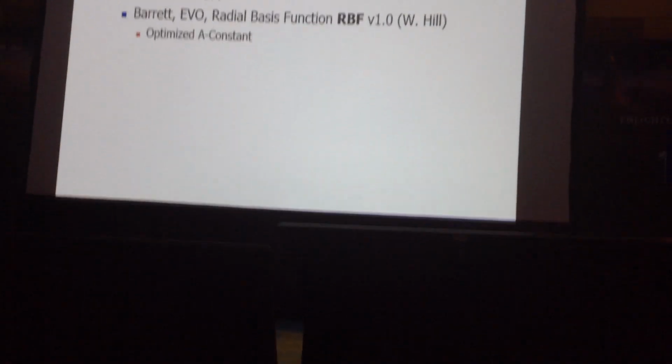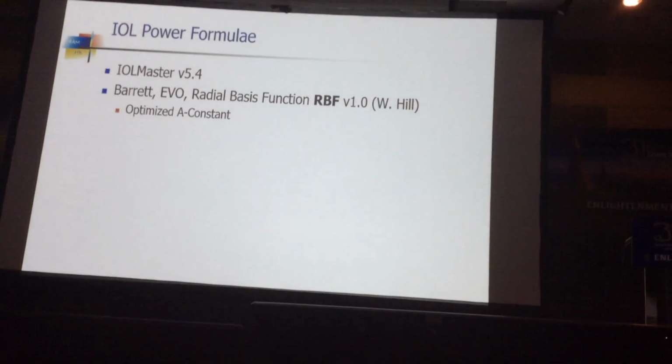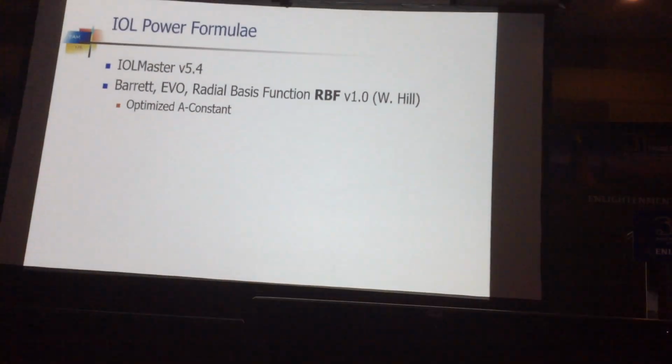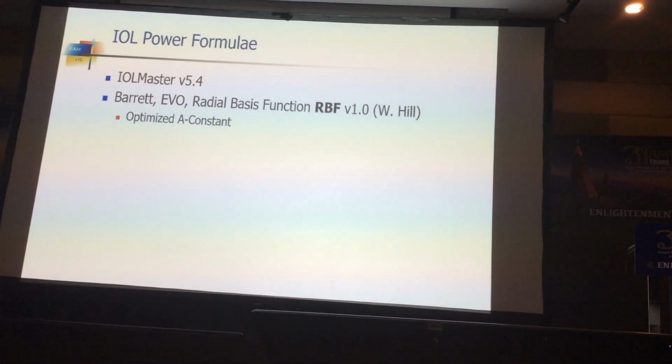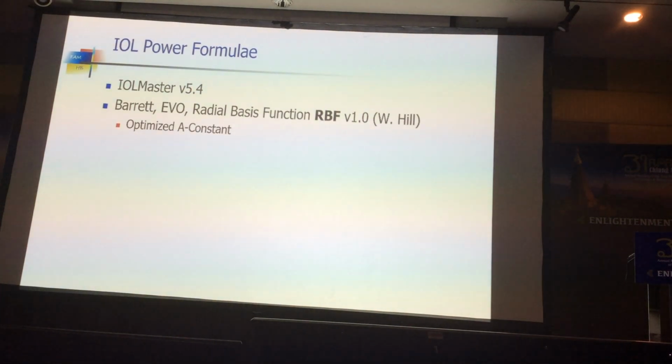If not, I will use the ULIB A constant, which is not very far from the optimized A constant. Now, some of these are new formulas. The Barrett formula is of course by Dr. Graham Barrett, who is sitting there, and the Evo formula is by my colleague Dr. Yu Tung Kwang, who will be talking to you on the toric IOL. The radial basis function is by Warren Hill from the US, and then Olsen, which I don't use here, from Europe.